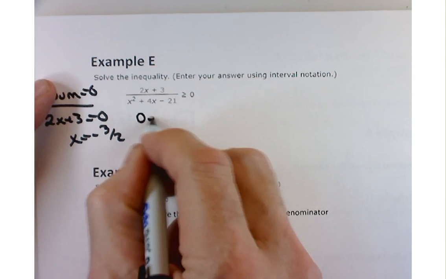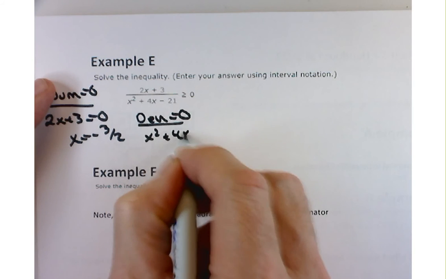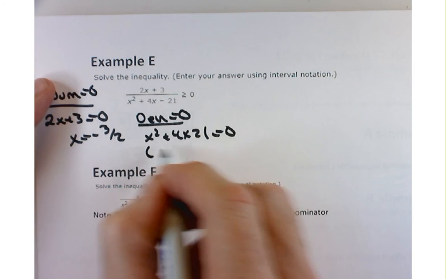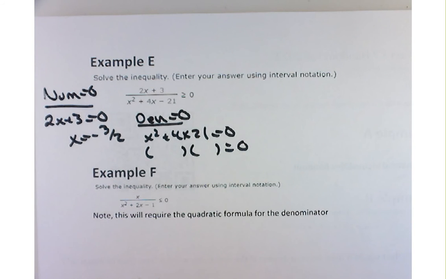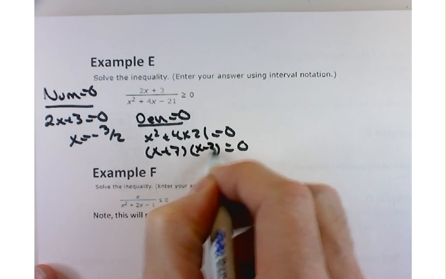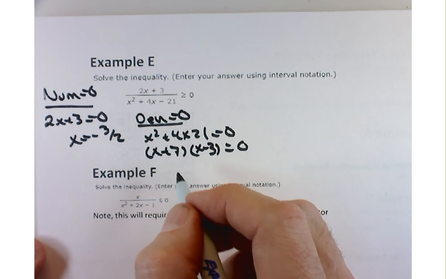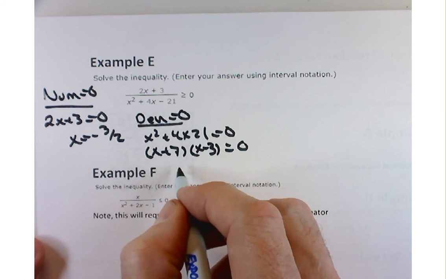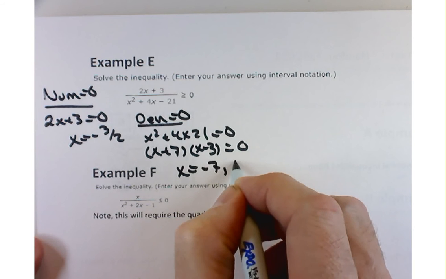How about the second one? It's where the denominator equals 0. Or x squared plus 4x minus 21 equals 0. I'm hoping that you can factor that one without too much grief. How's that one factor? X plus 7, x minus 3. Perfect. So what are my solutions here? Negative 7 and 3.